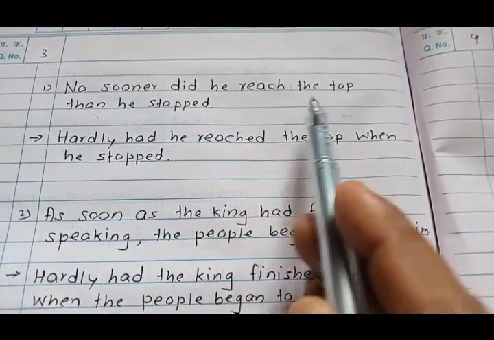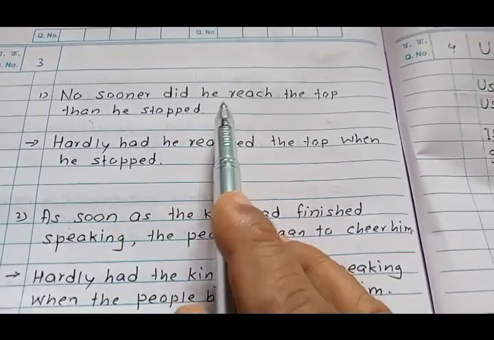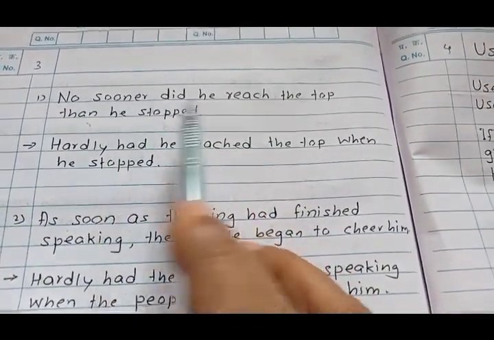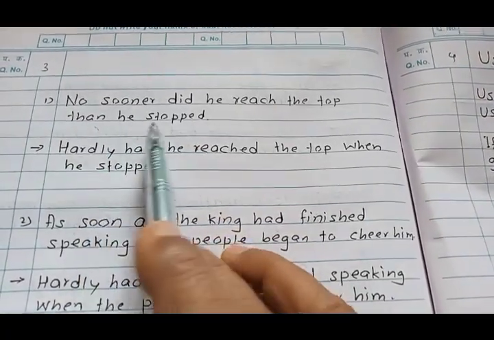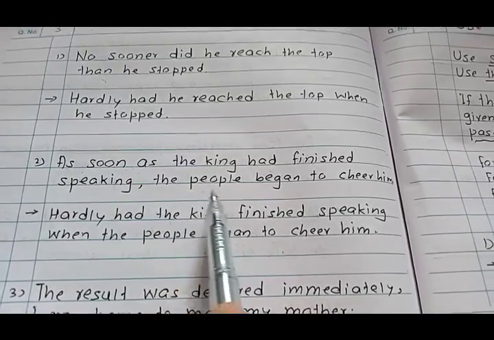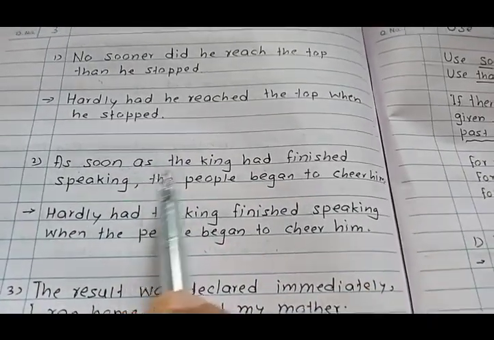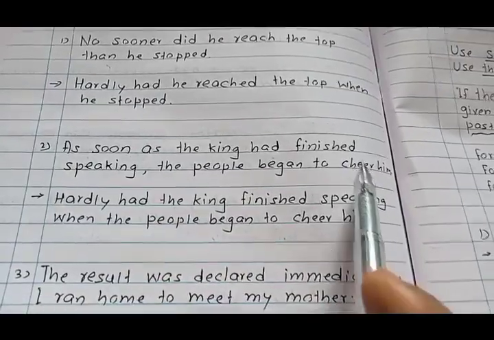No sooner did he reach the top than he stopped. Here use "hardly had" and V3 "reached". Hardly had he reached the top when he stopped. Then remove and use "when". As soon as the king had finished speaking, the people began to cheer him. Hardly had the king finished speaking when the people began to cheer him.